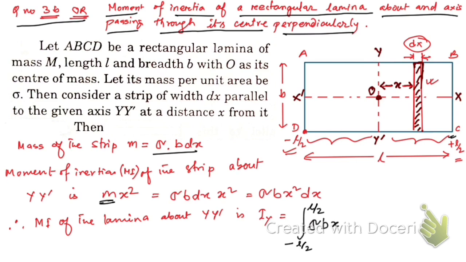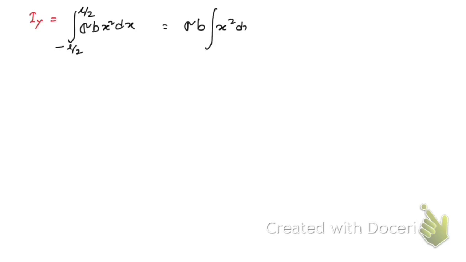Hope you have understood. So now let me copy this, Iy is equal to this one. Let me copy this and let me go to a new slide. So here is the last step we have got. Here sigma will be taken out, b will be taken out of the integral, and we're going to integrate x square dx from minus L by 2 to plus L by 2, right?